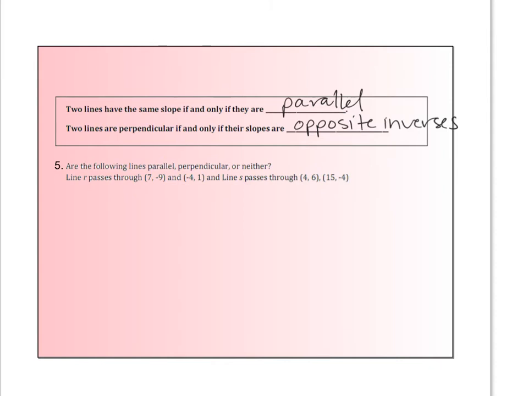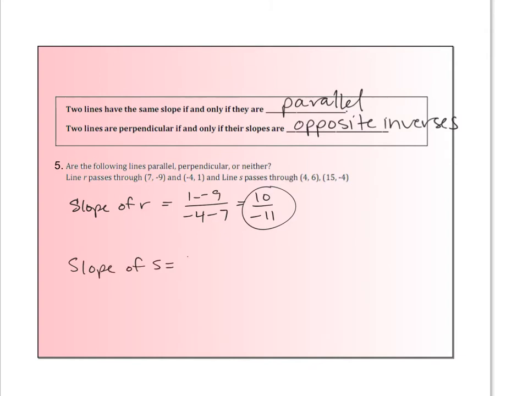All right, slope of R is 1 minus negative 9 over negative 4 minus 7. This is 10 over negative 11. The slope of S is negative 4 minus 6 over 15 minus 4. This is negative 10 over 11.